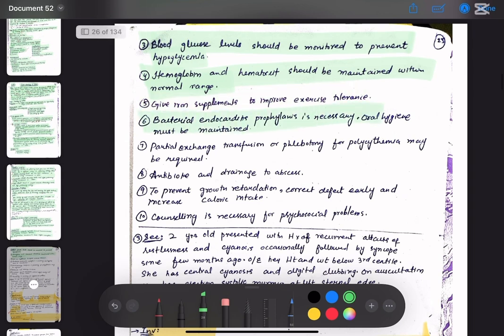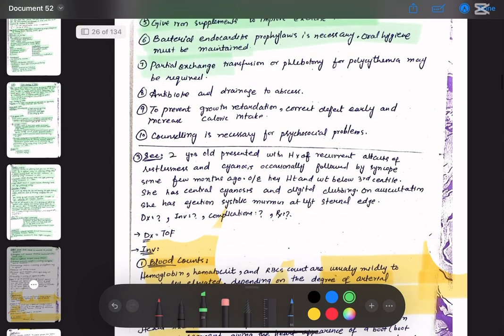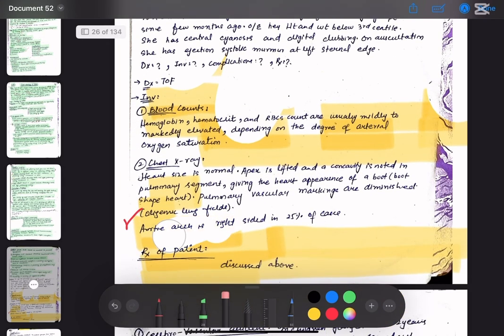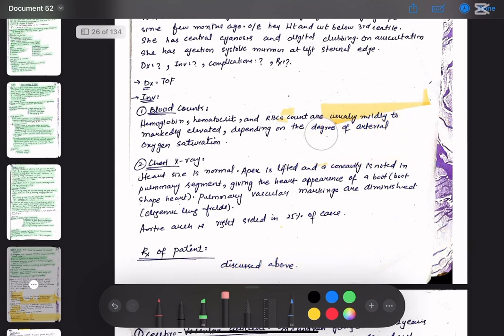Bacterial endocarditis prophylaxis is necessary. Oral hygiene must be maintained. Partial exchange transfusion or phlebotomy for polycythemia may be required. Antibiotics and drainage are needed for abscess, and to prevent growth retardation, correct the defect early and increase caloric intake, and counseling is necessary for the psychosocial problems. Okay, these were all the important points about tetralogy of Fallot.